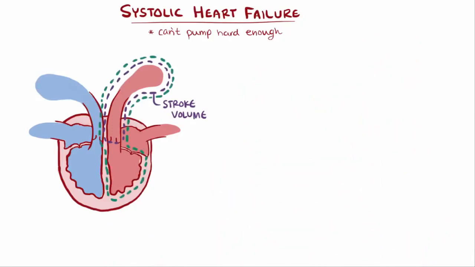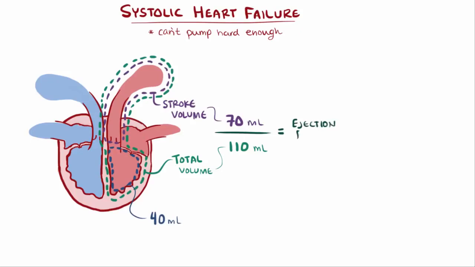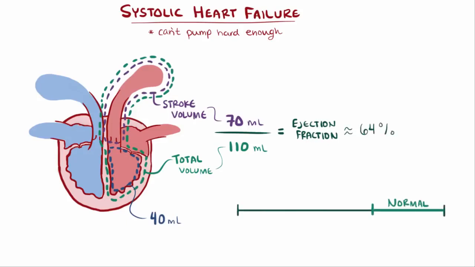And the stroke volume is only a fraction of the total volume. The total volume might be closer to 110 milliliters, and 70 milliliters is the fraction that got ejected out with each beat. The other 40 milliliters kind of lingers in the left ventricle until the next beat, right? In this example, the ejection fraction would be 70 milliliters divided by 110 milliliters, or about 64%. A normal ejection fraction is around 50 to 70%.